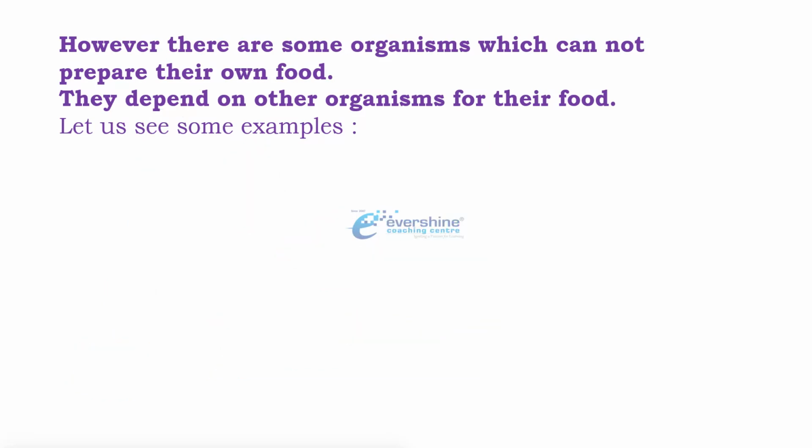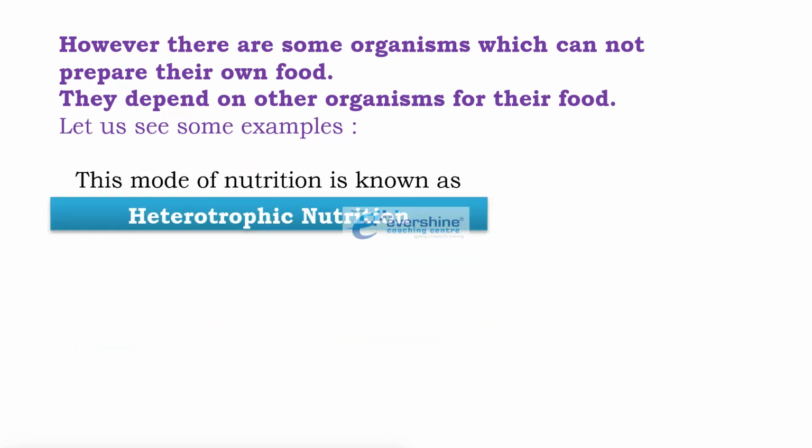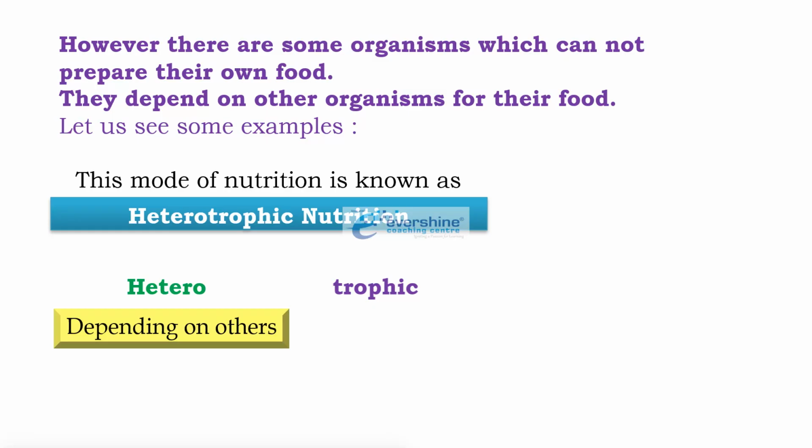On the whole, we can say that this mode of nutrition is known as heterotrophic nutrition. Hetero. What do you mean by hetero? Hetero means depending on others. Auto means self. Hetero means depending on others. Trophic means nutrition. Understood? The organisms which prepare their own food is known as autotrophic nutrition. The organisms which are depending on others for their food are known as heterotrophic nutrition. I hope you have classified between autotrophic and heterotrophic nutrition.